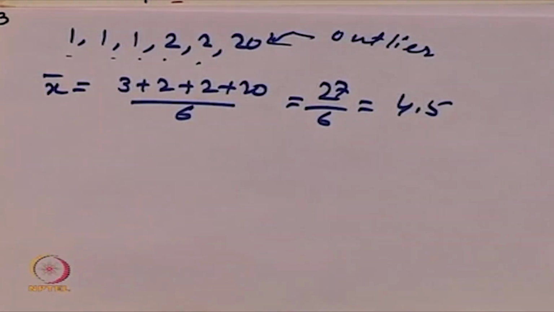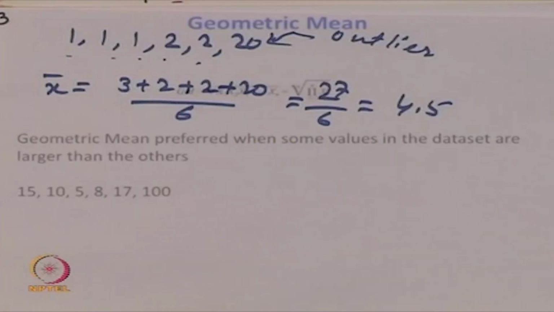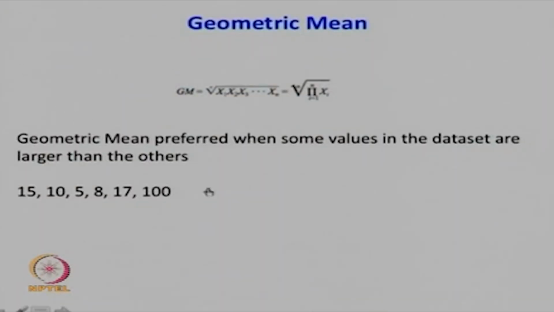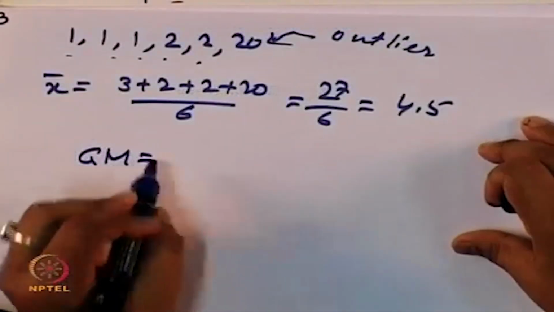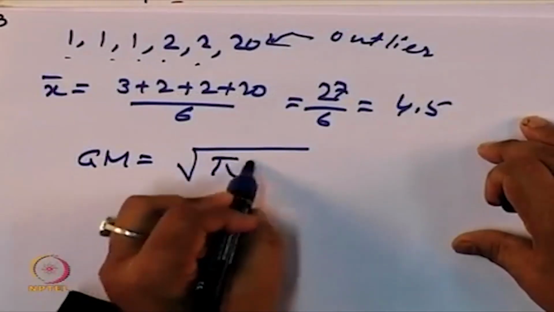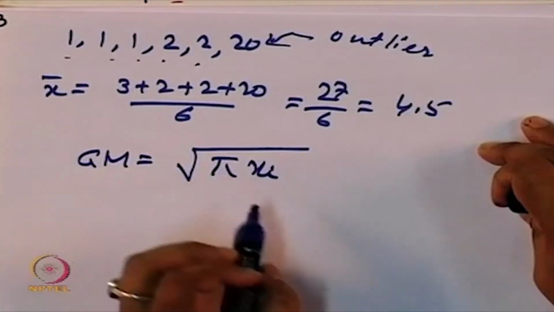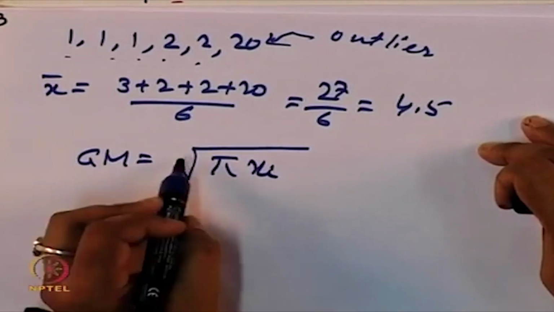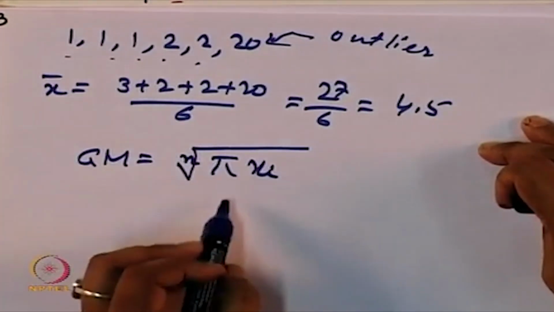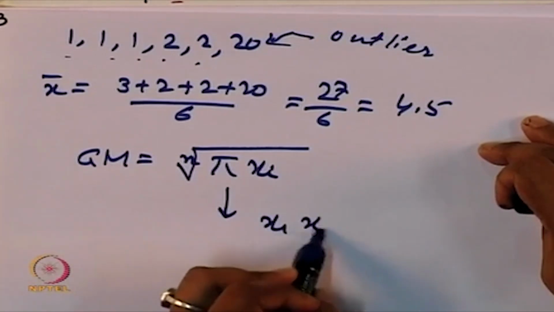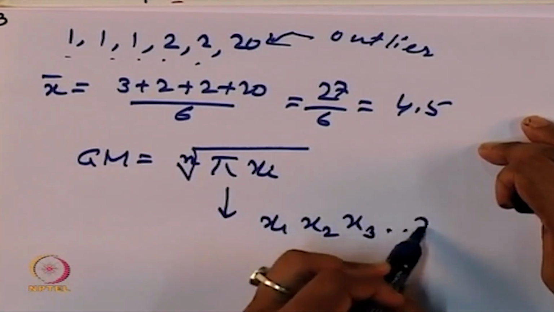So, one of the alternatives to arithmetic mean is this particular concept of geometric mean. Geometric mean is nothing but the nth root of the pi of xi. Pi of xi means x1 dot x2 dot x3 dot dot dot xn.